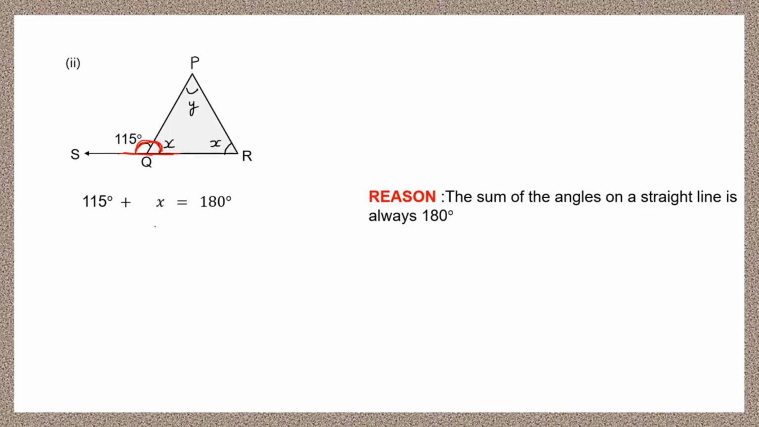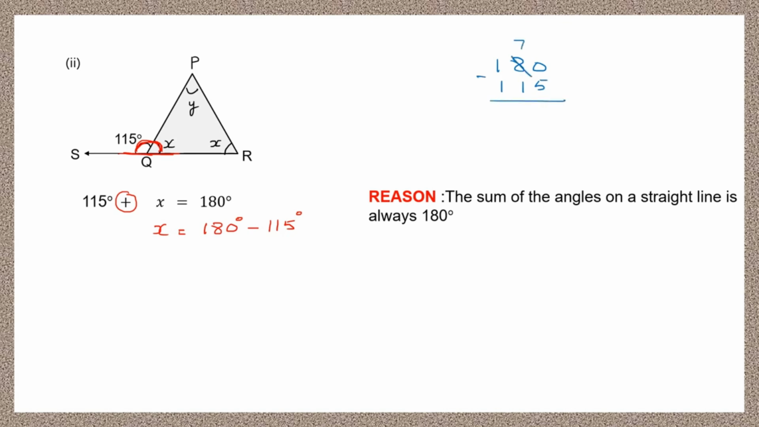So let's find x. 180 degrees is on the right side. Now I'm going to move 115 to the right and I'm going to change my operation addition to subtraction. 115 degrees. Now let me subtract 180 minus 115 degrees.